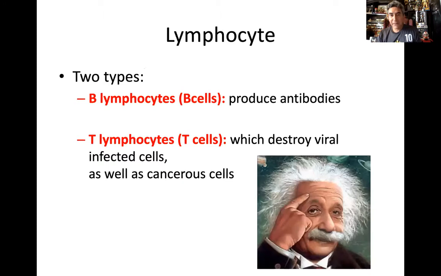So there are going to be two types of lymphocytes, and we're previewing what we're going to get into later in the immunology chapter. We're going to have the B lymphocytes, which are the B cells, and the T lymphocytes, which are the T cells. So B cells will help to produce antibodies. T cells are going to help destroy virally infected cells and cancer cells.